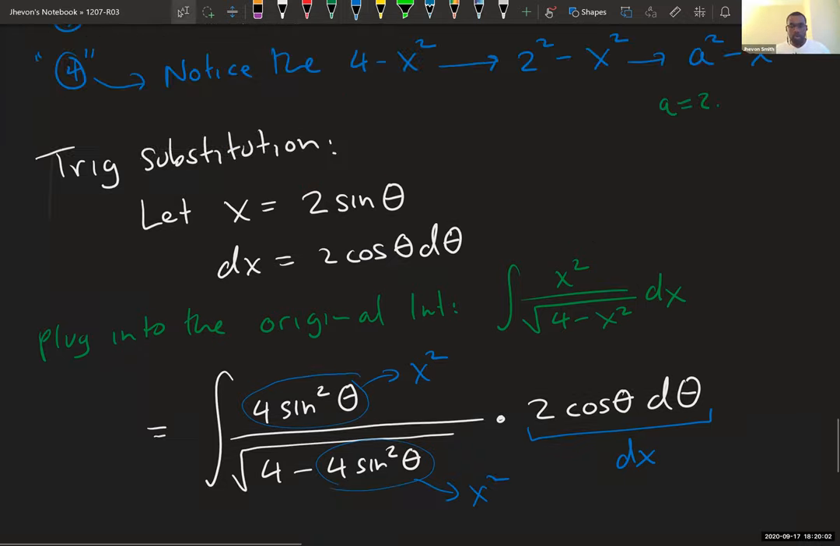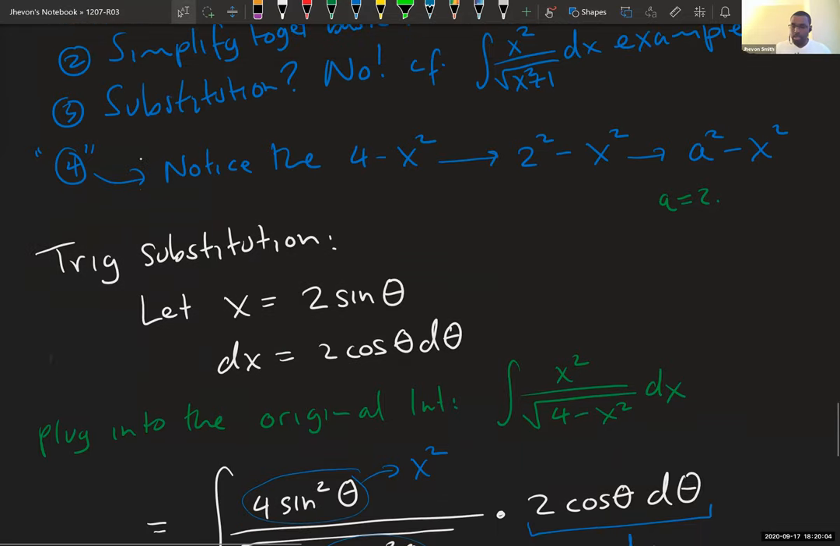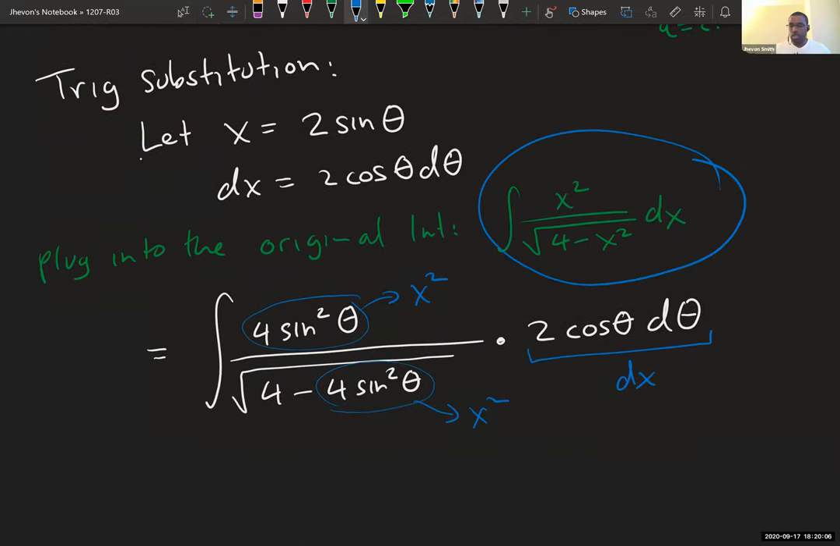So now I go from this integral to an integral with only trig functions. Now at first this does look scary. However, we just did an entire section on trig integrals. So I'm hoping, because there are only sines and cosines here, it's actually going to be easy.